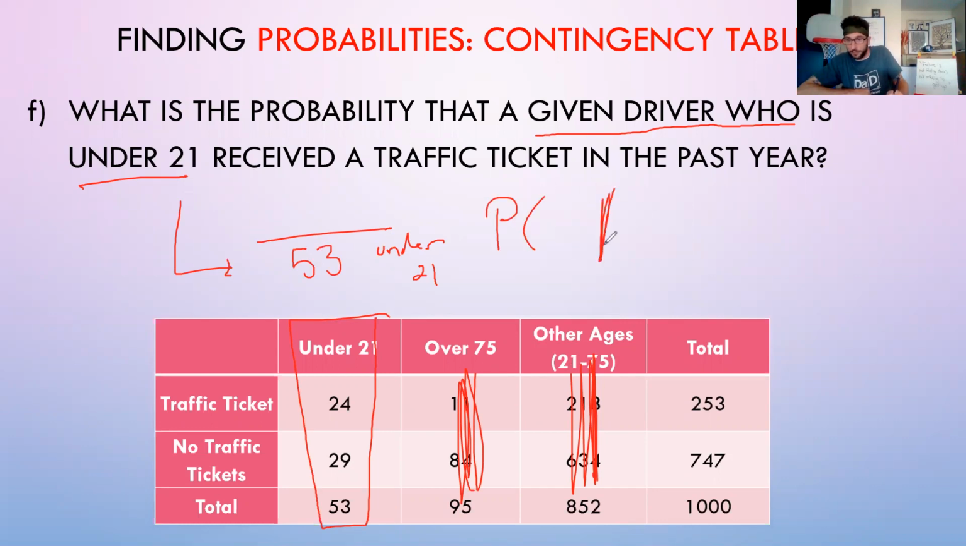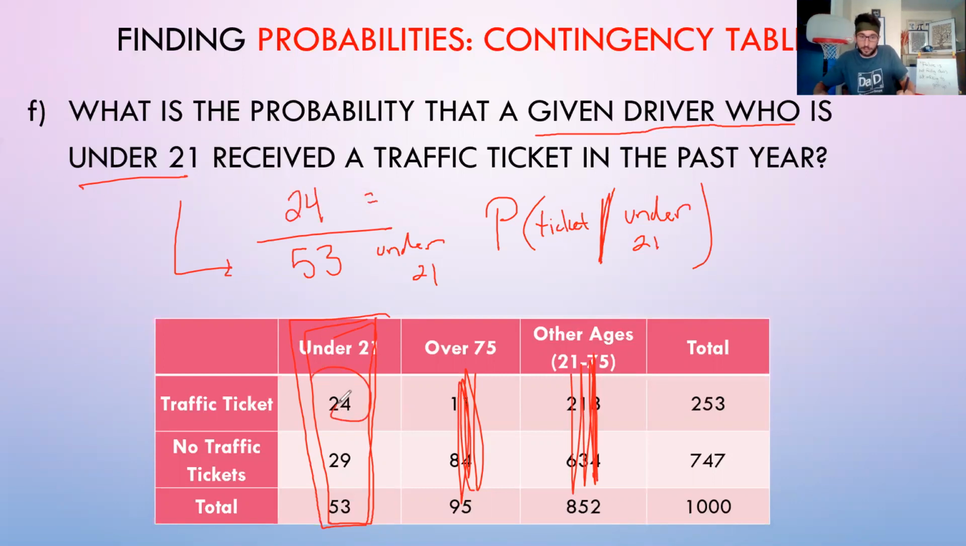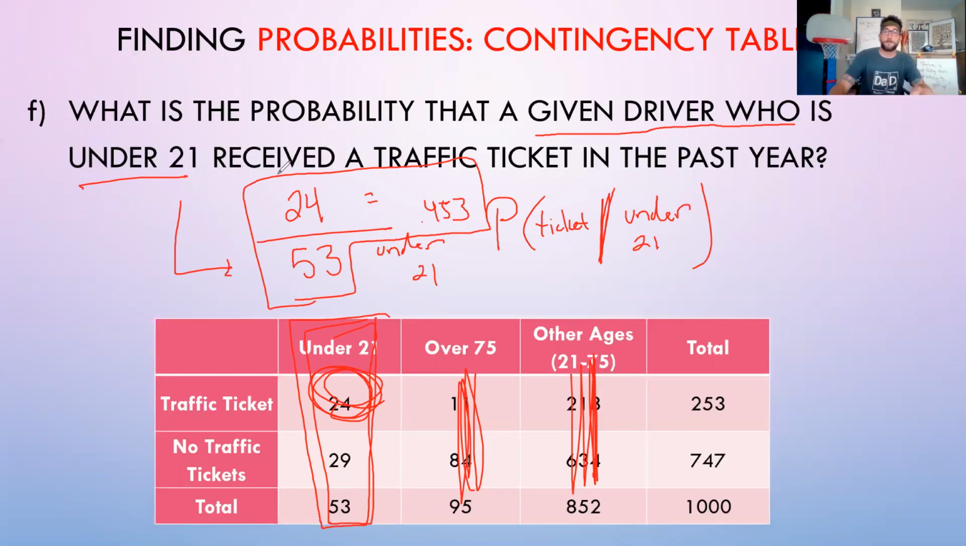We want to say, given someone is under 21, what's the probability they received a traffic ticket? Of these 53 drivers who are under 21, 24 of them received a traffic ticket, right? These 24 out of 53. I think that's like 0.453, yep. And so that gives us 0.453. So we got more conditional probability, right? We know something about that driver. We know that they are under 21.